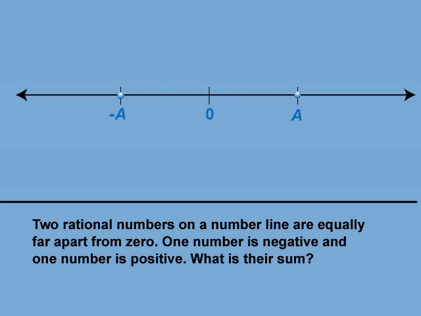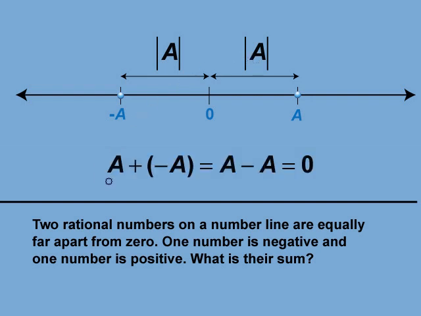2 rational numbers on a number line are equally far apart from 0. One number is negative and one number is positive. What is their sum? The letters shown on the number line represent rational numbers that are the same distance from 0. So the absolute value for each number is the same as shown here. The sum of these 2 rational numbers is shown here.